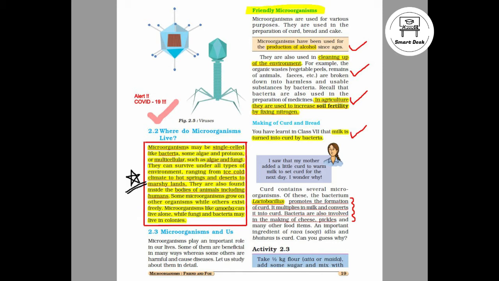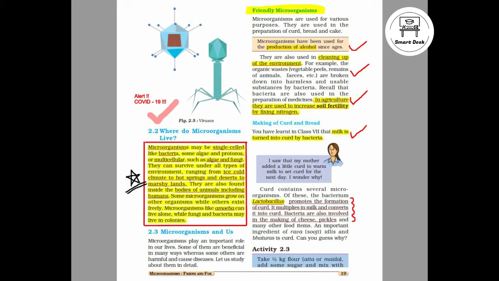Next, microorganisms help in cleaning up the environment. As I've told you, whenever a rotten dead body is kept somewhere, microorganisms act on that body, they decompose the body, and they clean up the environment like this. Because they break down that body into some harmless and usable substances that can be used by plants, and can be used by other bacteria. So in this way, it can be used in agriculture for increasing the soil fertility.